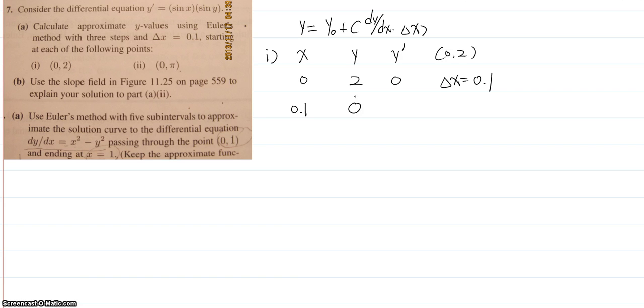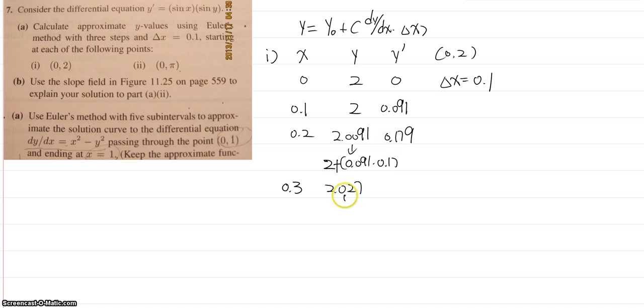The rest you can do in a calculator, and it's asking you to do 3 steps. So let's do it. I'll just write down the numbers you get when you plug into the calculator. For 0.1, you have y prime 0.091, and at 0.2, y is 2.091, which is 2 plus 0.091 times 0.1. In this case, you have y prime 0.179, and at 0.3, y is 2.027, which is 2.0091 plus 0.179 times 0.1.